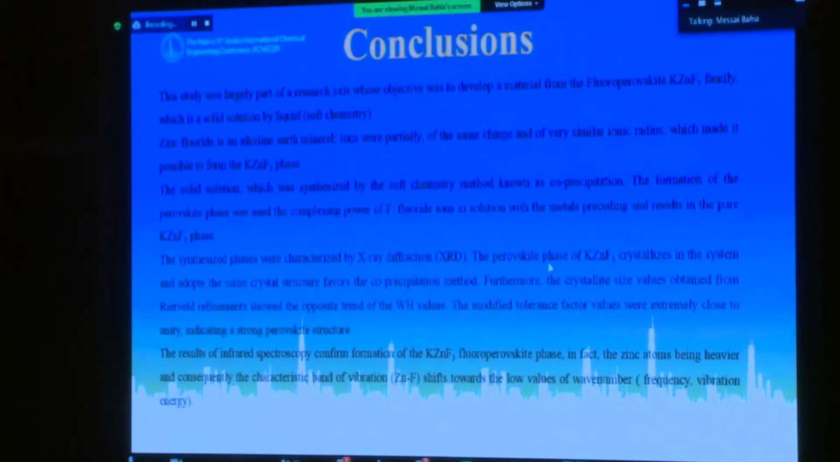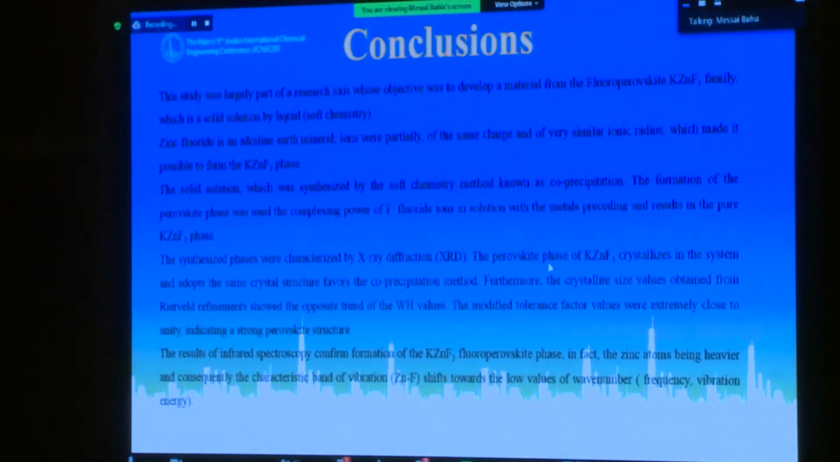Furthermore, the crystallite size value obtained from the Rietveld refinements showed the opposite trend of the WH value. The modified tolerance factor values were extremely close to unity, which indicates a strong perovskite structure.